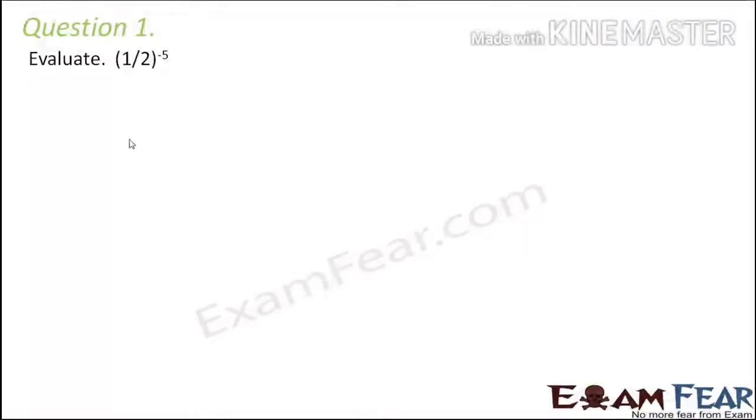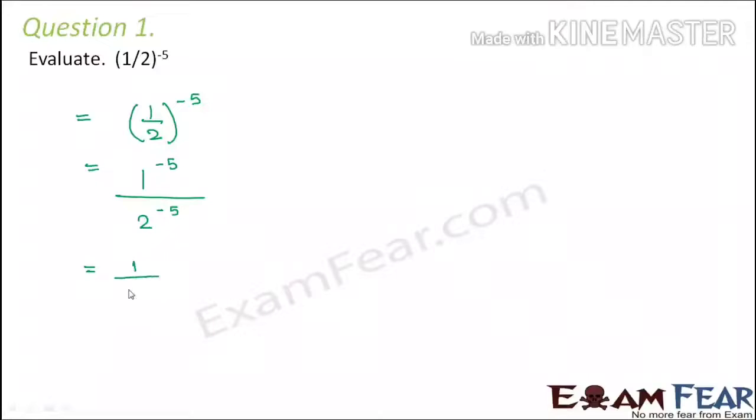To the power -5. So this can be written as 1 by 2 to the power -5. So this means 1 to the power -5 divided by 2 to the power -5. So 1 to the power -5, what would be that? 1 to the power -5 can be written as 1 by 1 to the power 5. Similarly, 2 to the power -5 can be written as 1 by 2 to the power 5, because we have learned this, right? So if you have 2 to the power -5, this can be written as 1 by 2 to the power 5. Similarly, if you have 1 to the power -5, this can be written as 1 by 1 to the power 5.